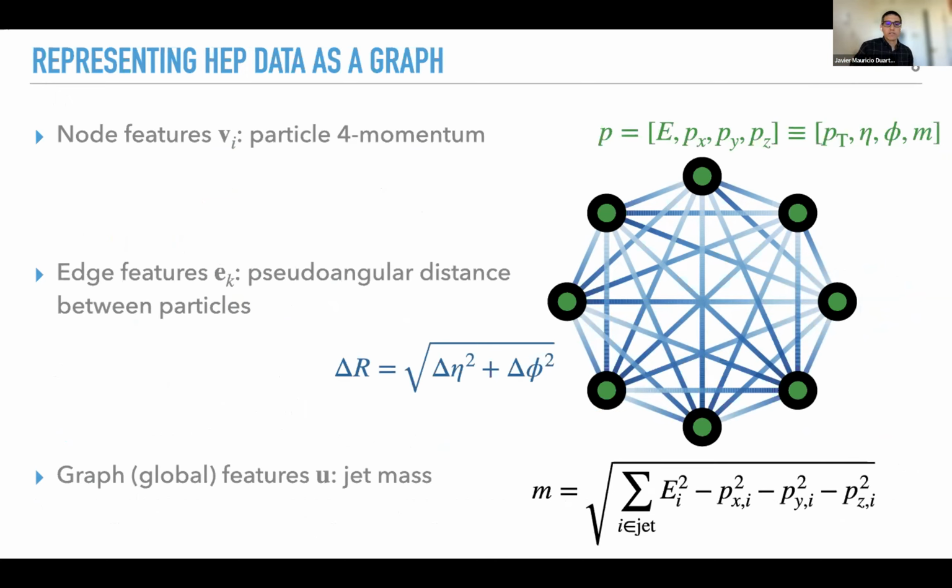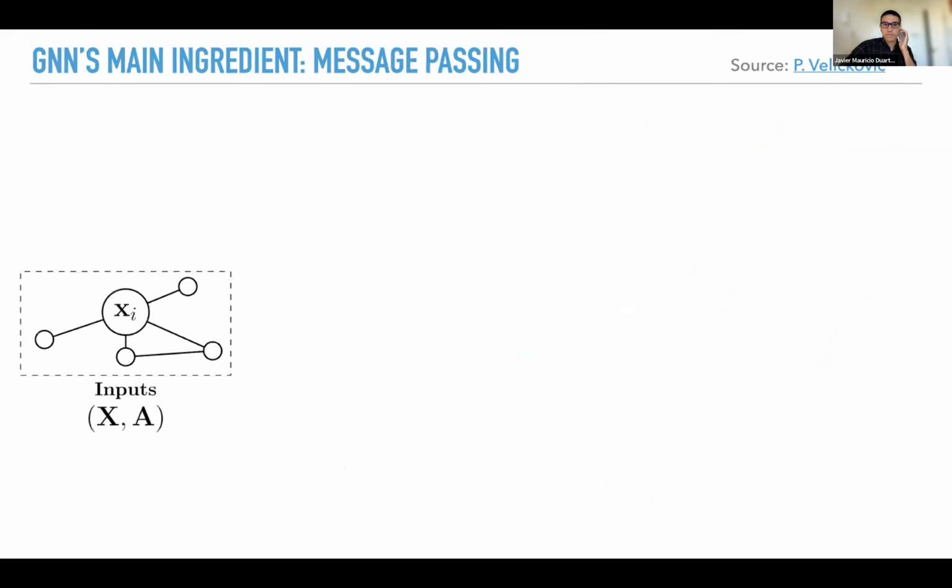And then there might be global features you might consider for the whole jet, things like the invariant mass of all the constituents. And so once you have this graph structure, you want to apply this GNN to it. And so how does that look?